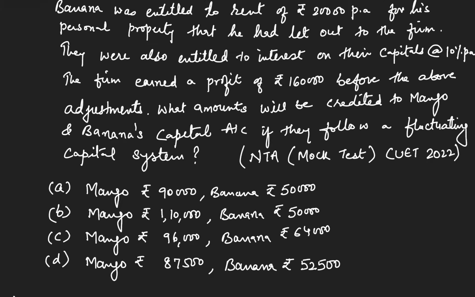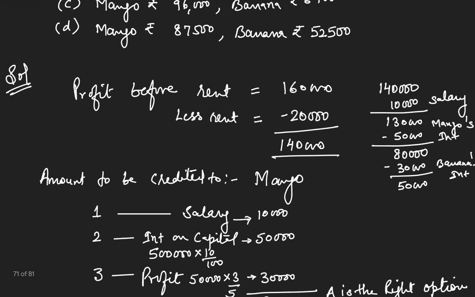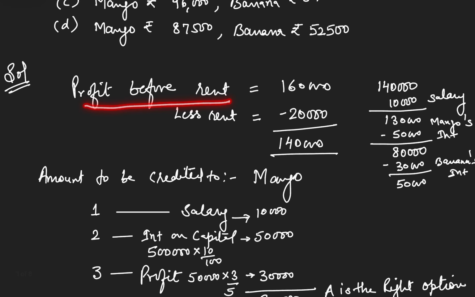Since it's a fluctuating capital, all the benefits are to be given to the partner in the capital account only. So the salary, interest on capital, and the profit be given to Mango, as well as Banana. But here Banana is entitled to a rent of rupees 20,000. This rent is a charge, so charge will be recorded before we give the profit, right? So let's see.